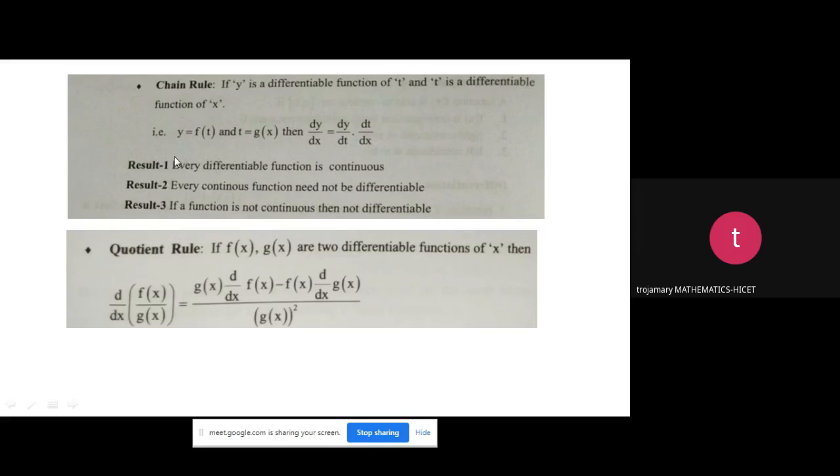So you should notice all the three results. Result one: every differentiable function is continuous. Every continuous function need not be differentiable. The converse is not true. Is it clear? Every differentiable function is continuous. Every continuous function need not be differentiable. If a function is not continuous, then it is not differentiable. Not continuous means not differentiable.